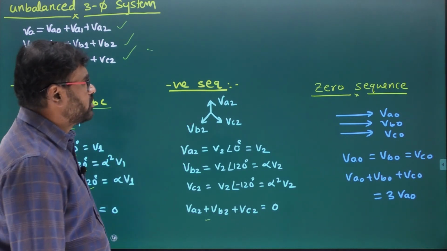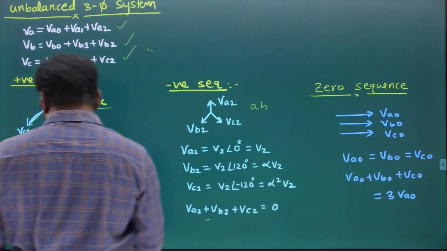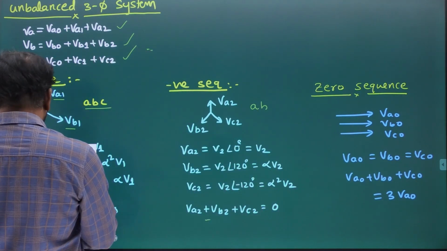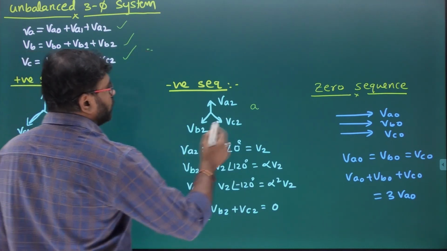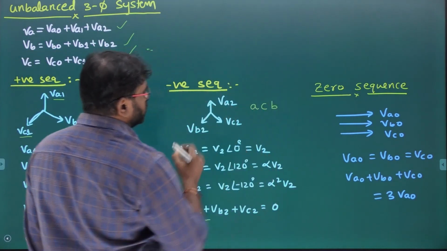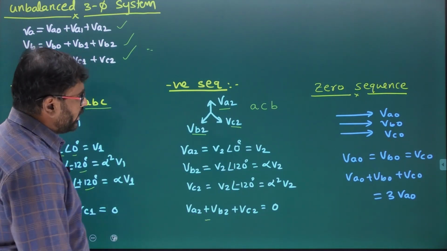Similarly, negative sequence means which has a sequence of what now? ABC or ACB? It's not ABC. I'm sorry, this is ACB sequence. Okay, have a look. ACB sequence, because first A, then C, then B. Clear? So what can I write now?